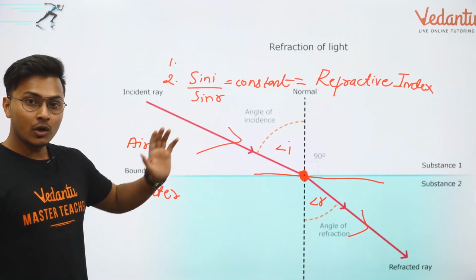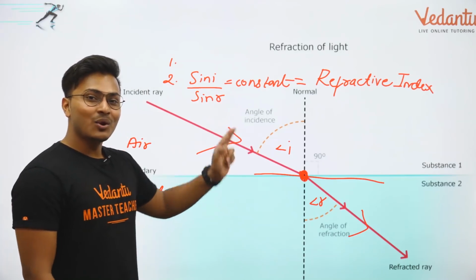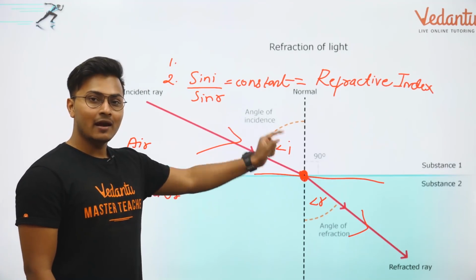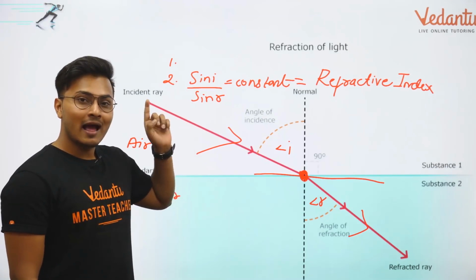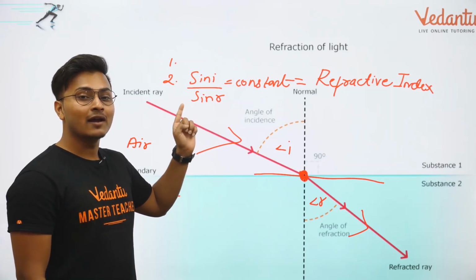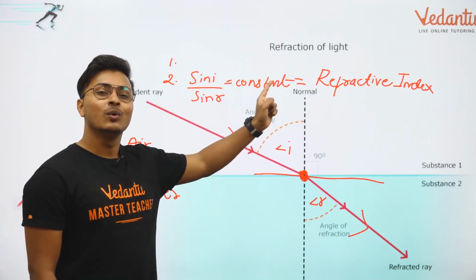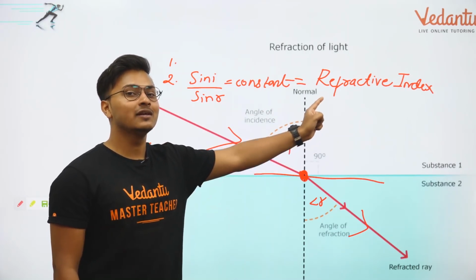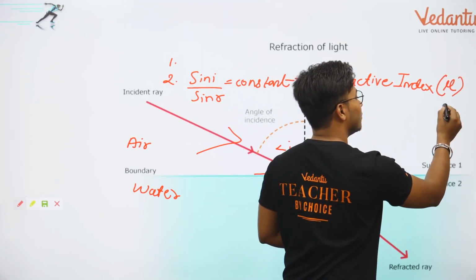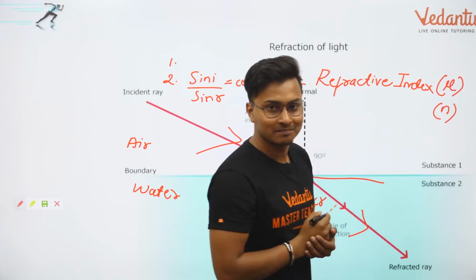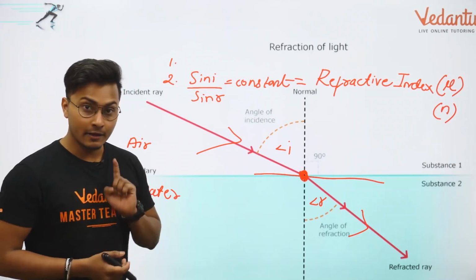So I'll rephrase both the laws again. Law number 1: the incident ray, the refracted ray and the normal all lie on the same plane at the point of incidence. Number 2: the ratio of sine of angle of incidence to the sine of angle of refraction is equal to a constant value, and that constant is the refractive index, which could be denoted as mu by some of you, or as n by some of you. Completely cool. Okay? Very simple statement. You have got 1 mark here.